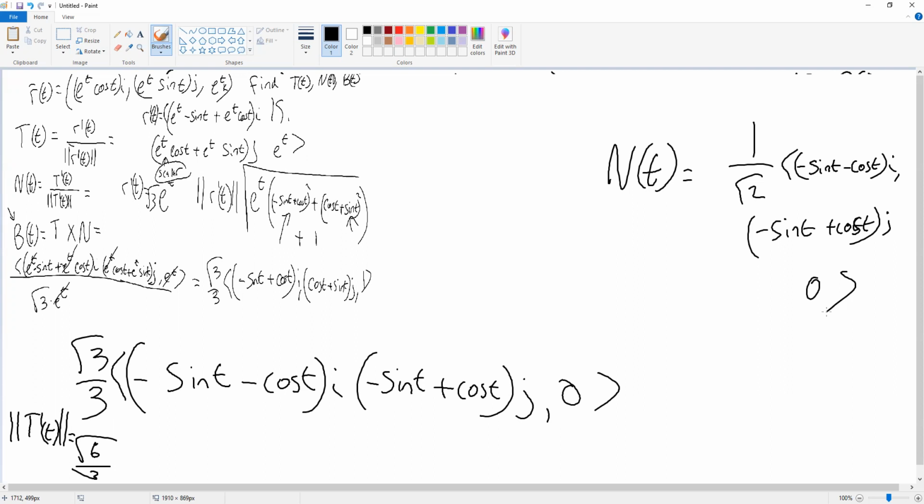So finding B, just cross those two. But technically from here, we can find kappa, right? Yeah. Let's find kappa, because that's the easy one. Jared, you got 1 over root... I was working on this cross. Yeah, the cross product is a nasty one.